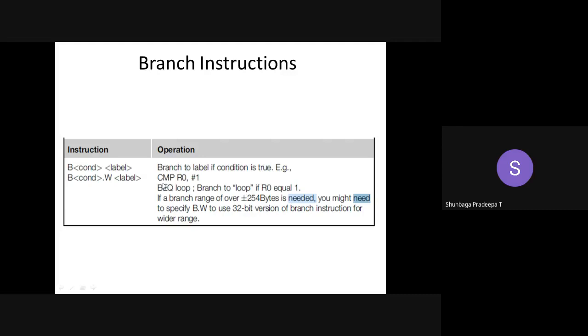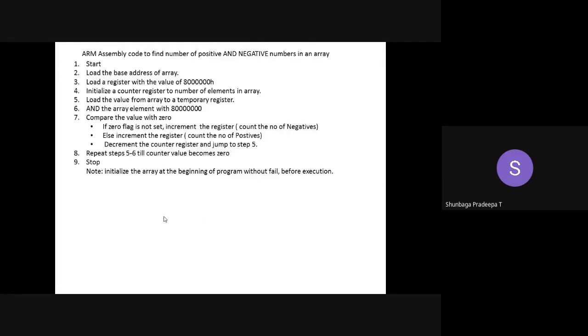For example, if I have the instruction CMP R0, comma, 1, I'm checking whether R0 is equal to 1. And I'm telling BEQ, which means if it is equal, then the zero flag will be set. If it is set, then it has to move to some other location, loop. If it is not equal, it will not go to this loop. It will continue with the next instructions. So we will see an example.